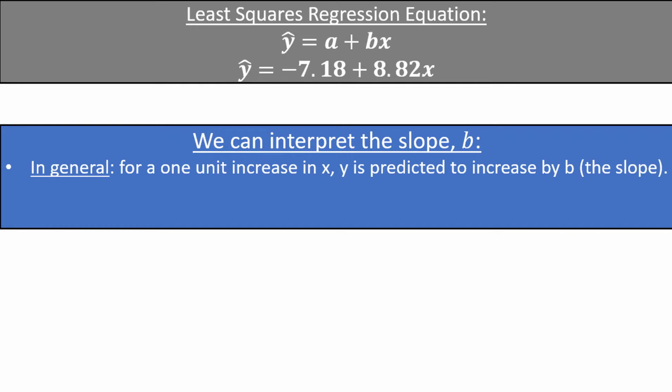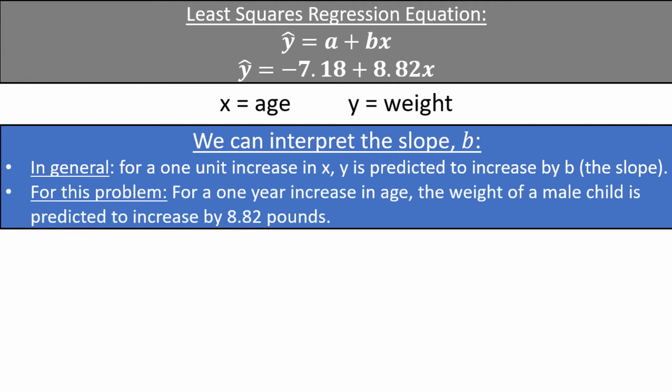For this problem, x is age and y is weight in pounds. So the interpretation of the slope is that for a 1 year increase in age, the weight of a male child is predicted to increase by 8.82 pounds. If you are ever asked to interpret the slope of a linear equation in the context of a problem, this is how you should word your response.